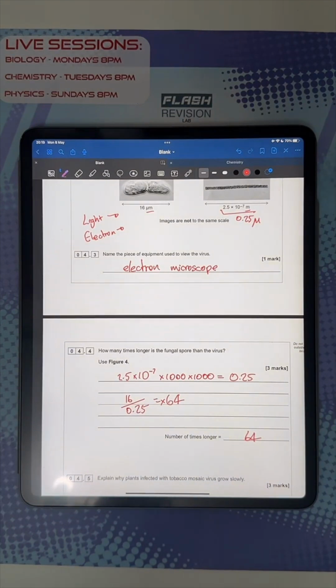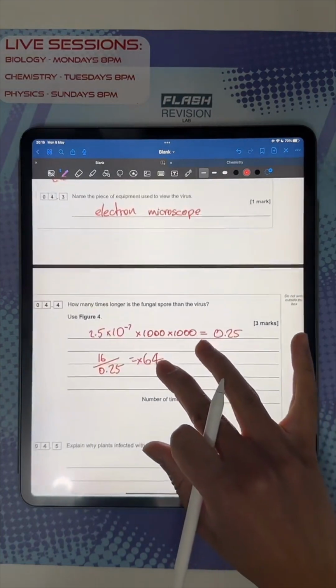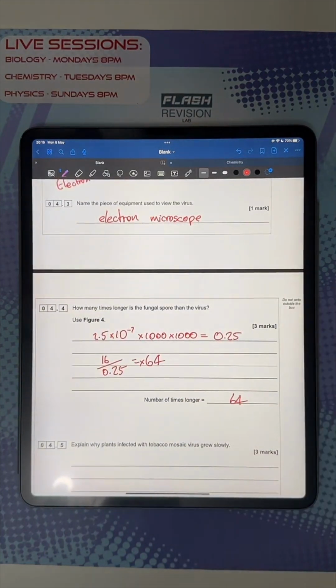Yeah, well done. Those of you who got this, what paper is this? I'm not sure. A few years ago, might be 2020 or 2021. We wish it was 2023.